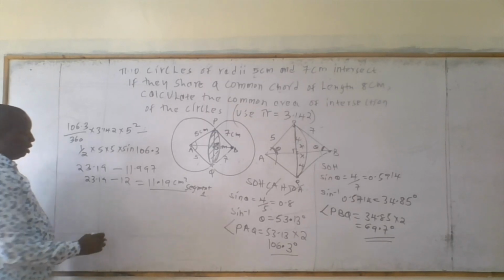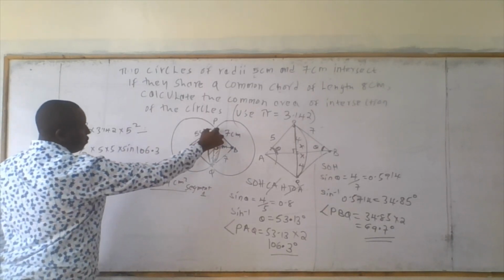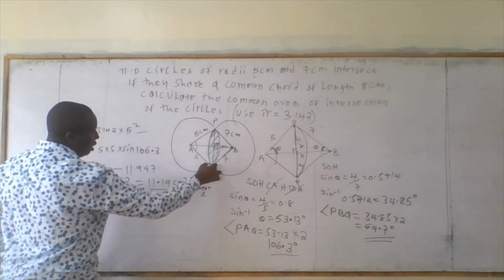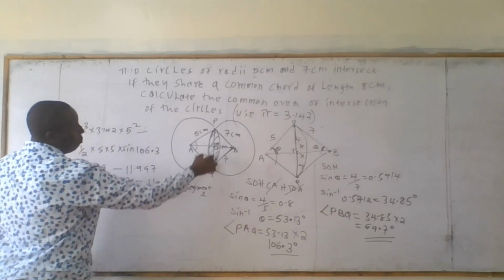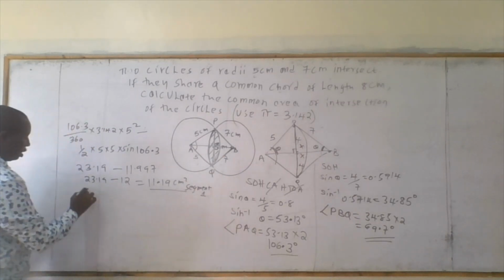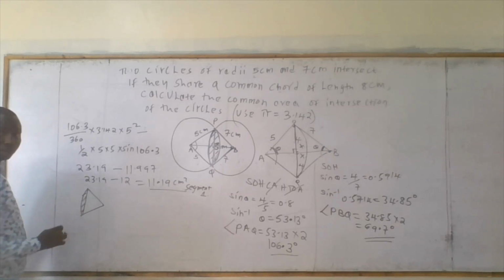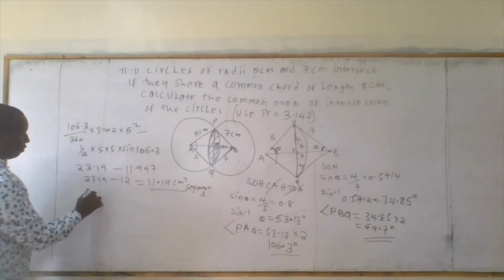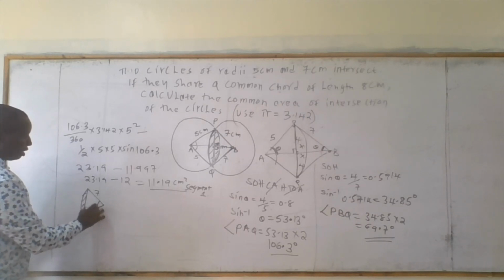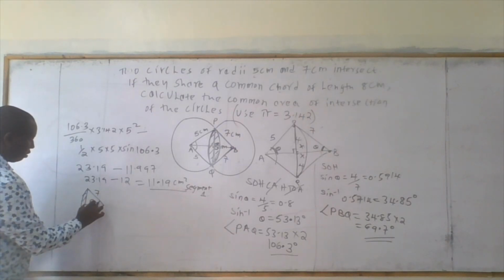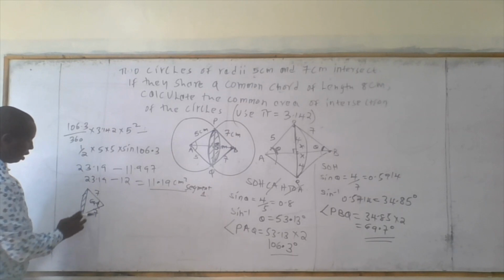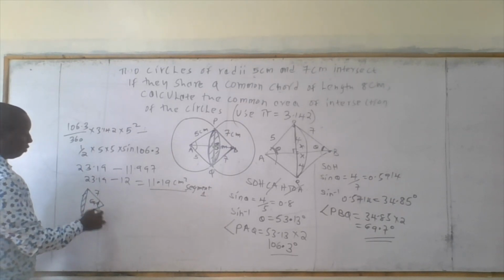Then the next part is to find this sector here, the area of this sector, minus the area of this triangle. So it looks like this. This is the area that you require to get. This is 7, and this angle is 69.7.